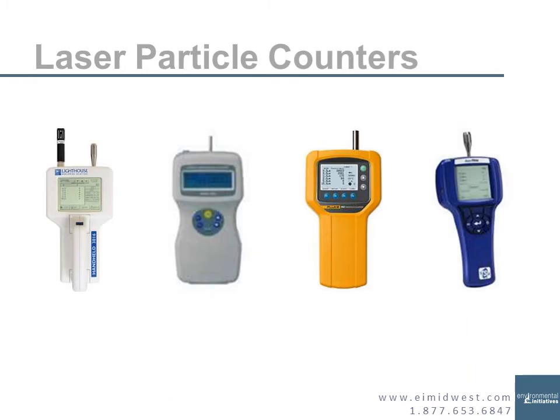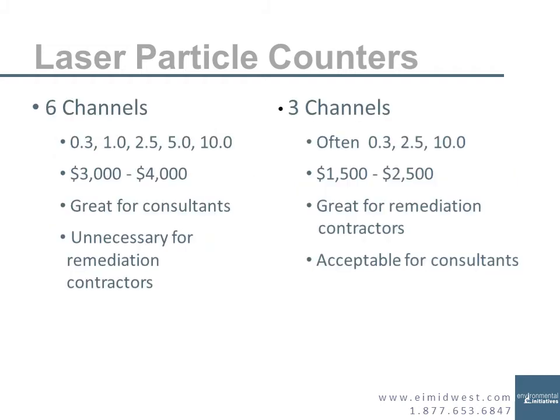Now, the reason why laser particle counters work so well is that they give you multiple channels, right? And there are many different monitors and devices available. You can get 6-channel or 3-channel. Essentially, a 6-channel particle counter will typically tell you particles that are around the size of 0.3, a little below and a little above, and particles that are 1 micron, 2.5 micron, 5 micron, and 10 micron. So it tells you particles in each of those ranges. A 3-channel will give you less: 0.3 to 0.5 and 10 microns.